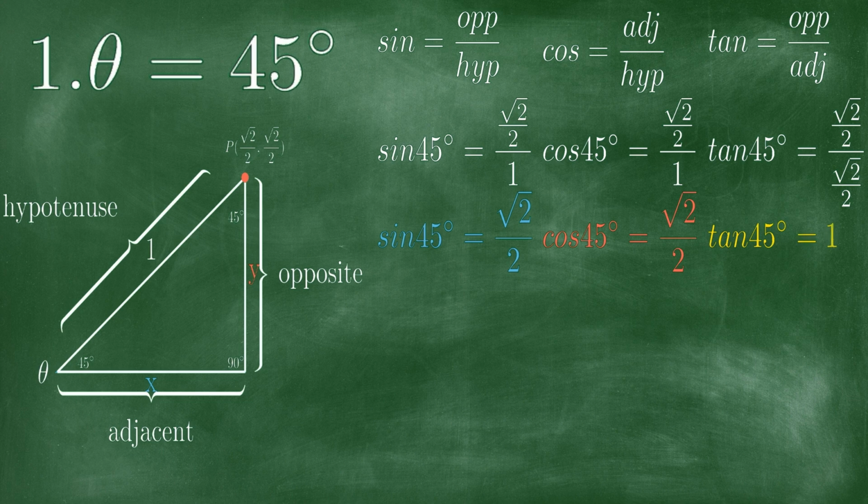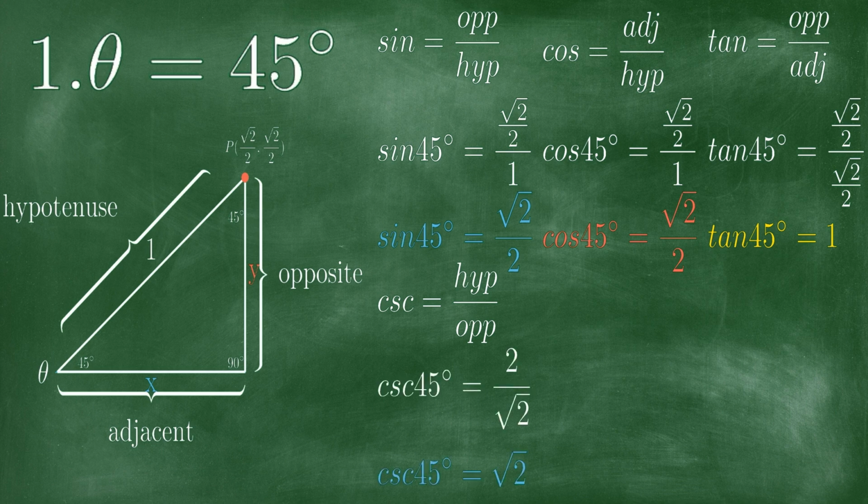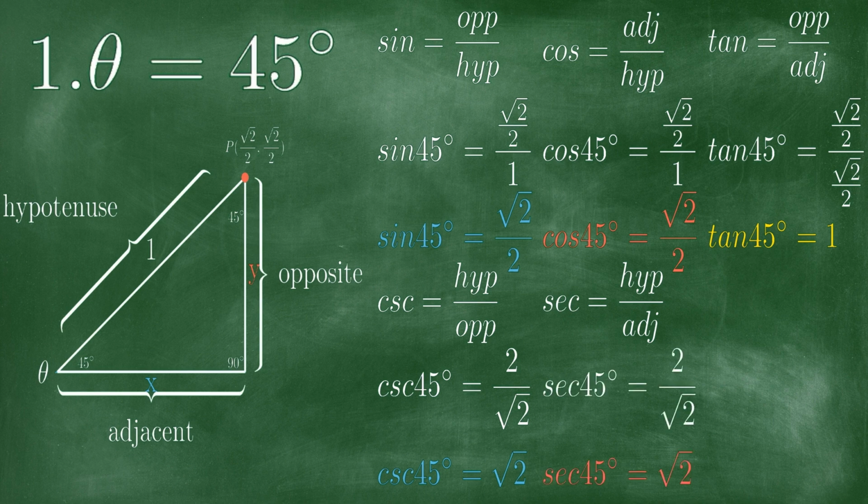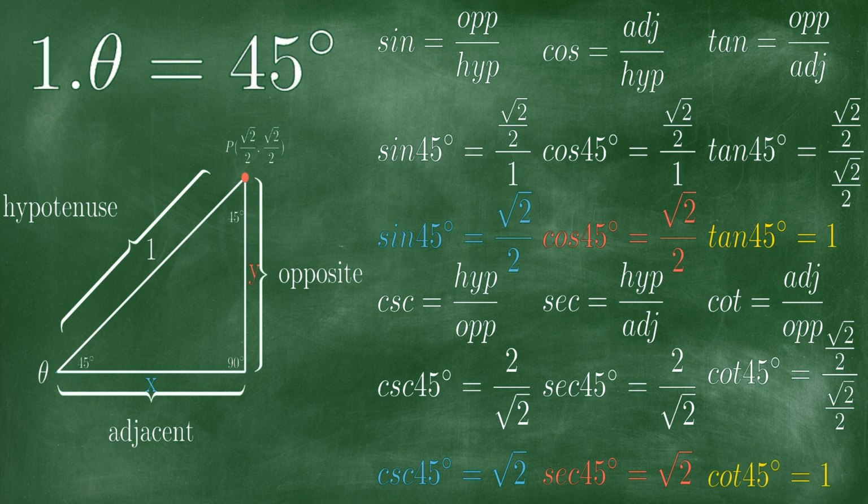For cosecant, since it is the reciprocal of sine, cosecant 45 degrees is just equal to square root of 2 using rationalization. Similar to secant 45 degrees, that is just equal to square root of 2 using rationalization. And also the same with the cotangent 45 degrees, since it is just also the reciprocal of our tangent, which is 1.